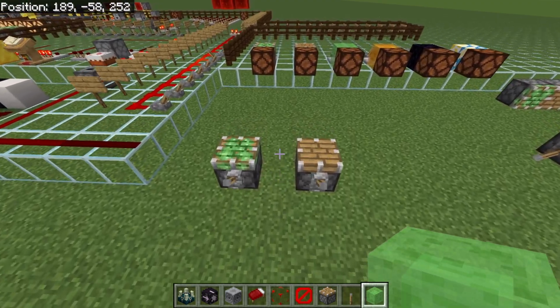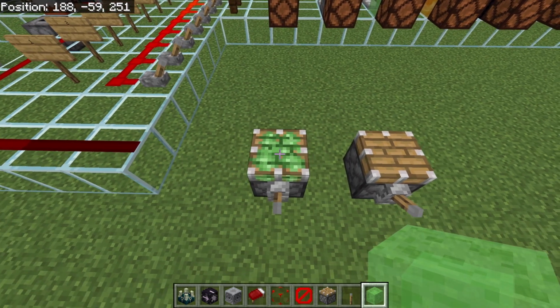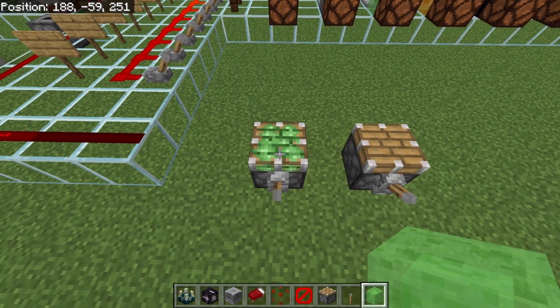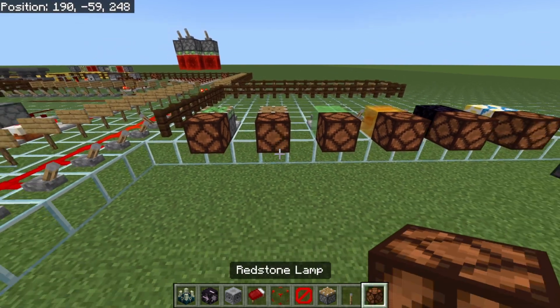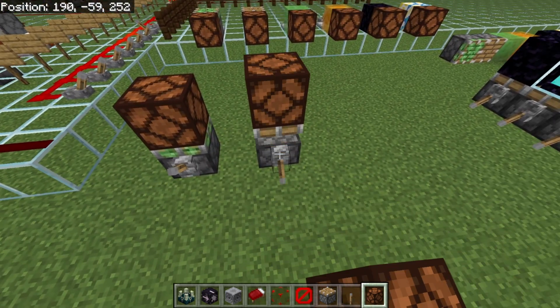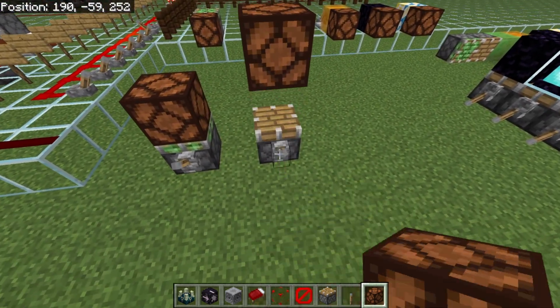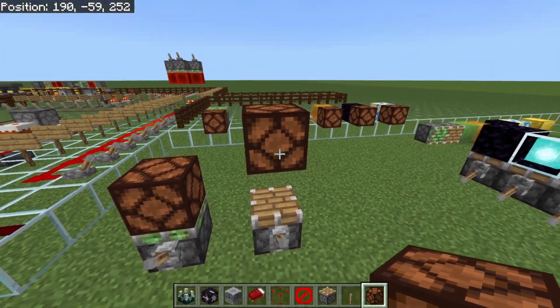So the pistons pretty much have the exact same function, except for the one on the left, which is the sticky piston, is going to be able to have stuff stuck to it, whereas the regular piston is not. So for example, if we grab some of these lanterns, we can place a block here and a block here, and then whenever we power this one, it's going to push it out. But if we unpower, it's going to pull that back, but it's not going to stick to the head of the piston, so it's going to stay floating.